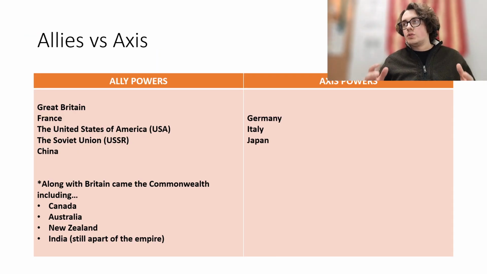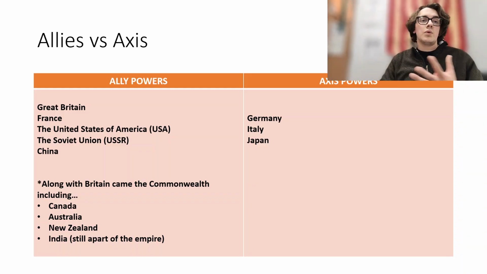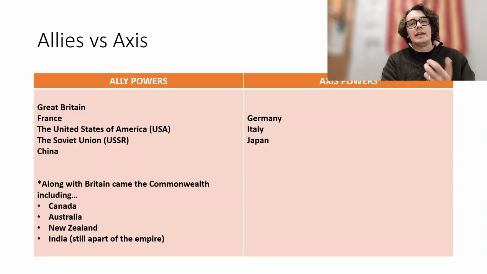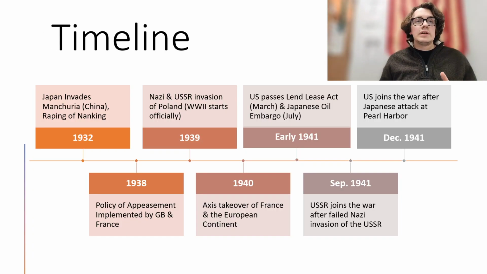And here are the two main sides. Your Allied powers. There's going to be 5 main ones: Great Britain, France, the USA, Soviet Union, and China. China's probably the least important out of these 5. However, they are still a very, very big player. Along with Great Britain, a bunch of other countries come in through the Commonwealth, who are colonies at the time, such as Canada, Australia, New Zealand, and India. On the Axis power side, you have 3 main players: Germany, Italy, and Japan. It's going to be Adolf Hitler's Germany, Benito Mussolini's Italy, and then Hideki Tojo's Japan. So these are our 2 sides, and that is going to lead us to our overall timeline.